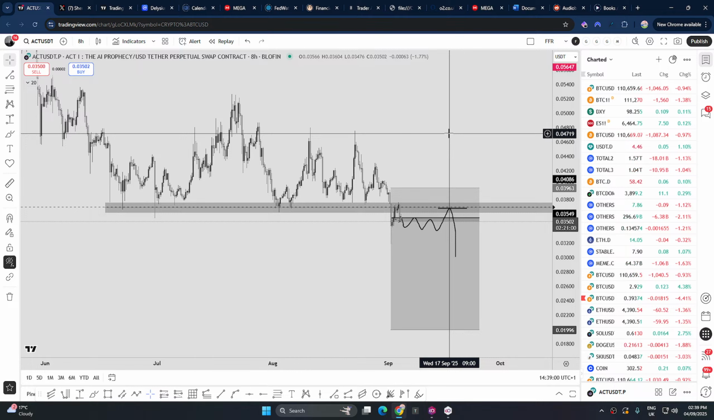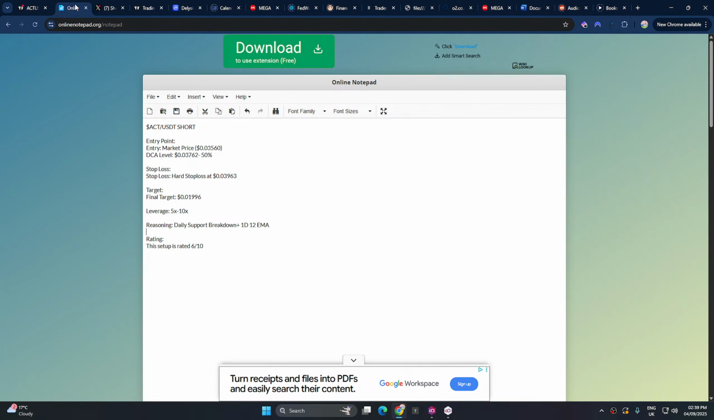This short position is still around the entry point. The entry point for this short position, you guys can take a screenshot or something, is 0.0350. So 0.0350 is the entry point for the ACT short position. The DCA is at 0.03762. The stop loss is at 0.0363963. Final target is 0.01996. Leverage range is 5 to 10x.